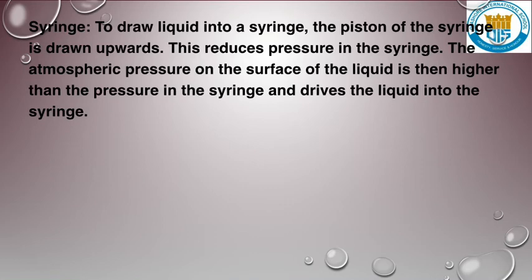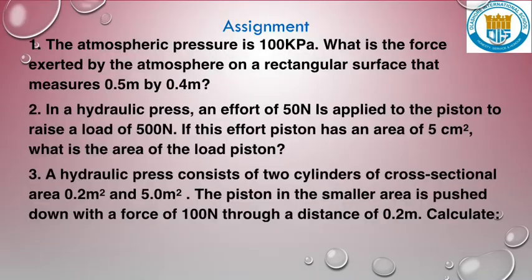The syringe is also another useful application of atmospheric pressure and liquid pressure. To draw liquid into a syringe, the piston of the syringe is drawn upwards. When you do this, the pressure in the syringe is reduced because you have created more space within the syringe. So the molecules there are not vibrating as fast as they were. They now have more area to cover, and then they have a reduced rate of collision. So this reduces pressure in the syringe. Now the atmospheric pressure on the surface of the liquid is then higher than the pressure in the syringe, and that pushes the liquid into the syringe.